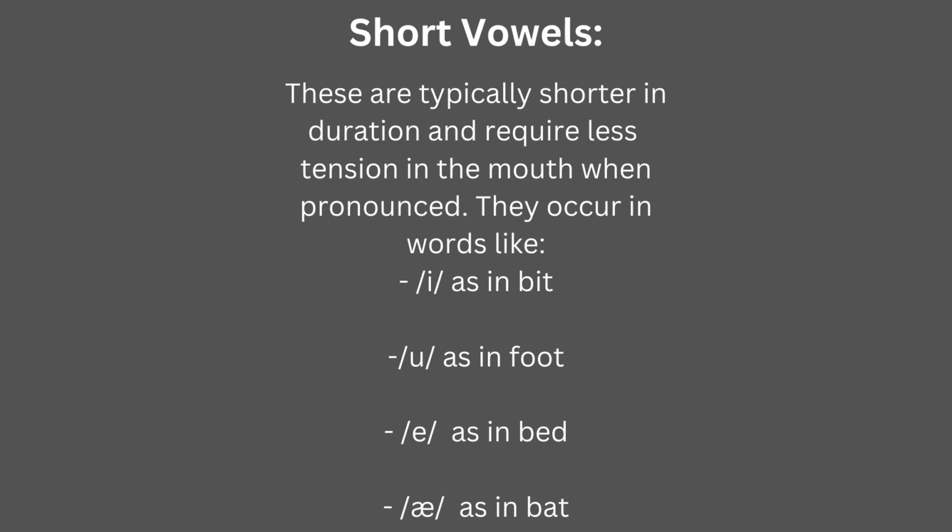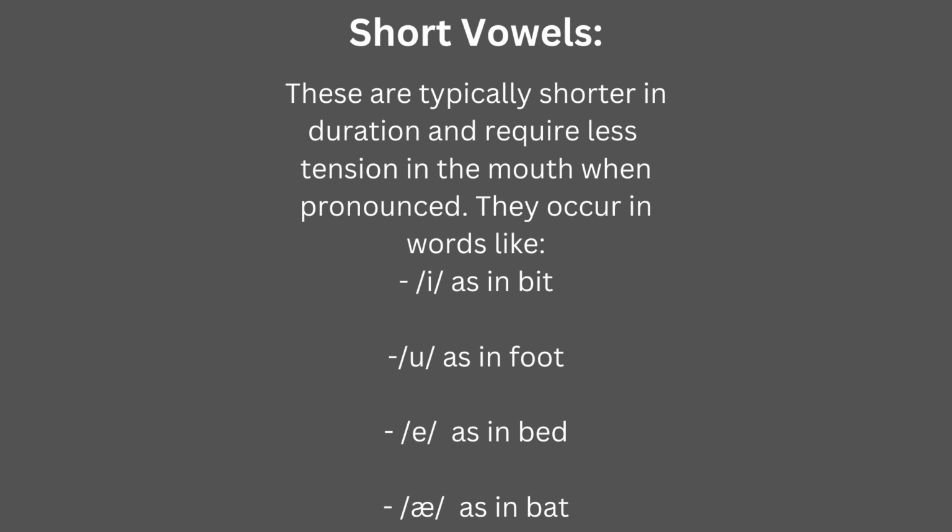Once again, we will quickly go over the difference between the long vowel sounds and the short vowel sounds. Short vowel sounds are vowel sounds that are typically shorter in duration and require less tension in the mouth when pronounced. When we pronounce a short vowel sound, the duration of the pronunciation is usually short and brief compared to their longer counterparts. They occur in words like i as in bit, u as in foot, e as in bed, and a as in bat.